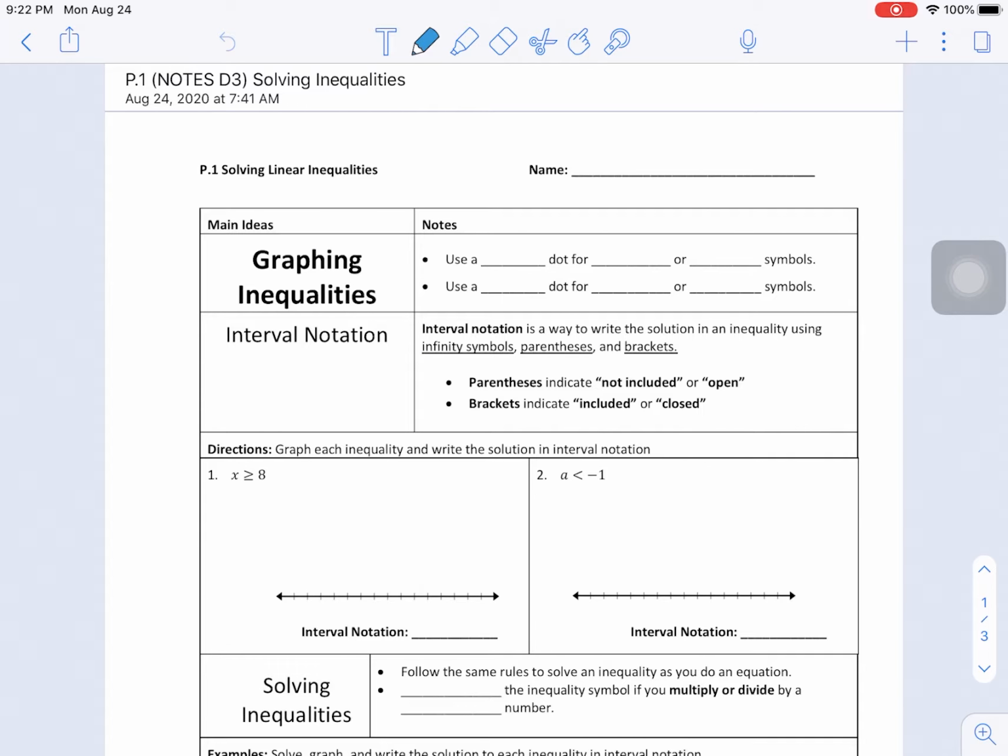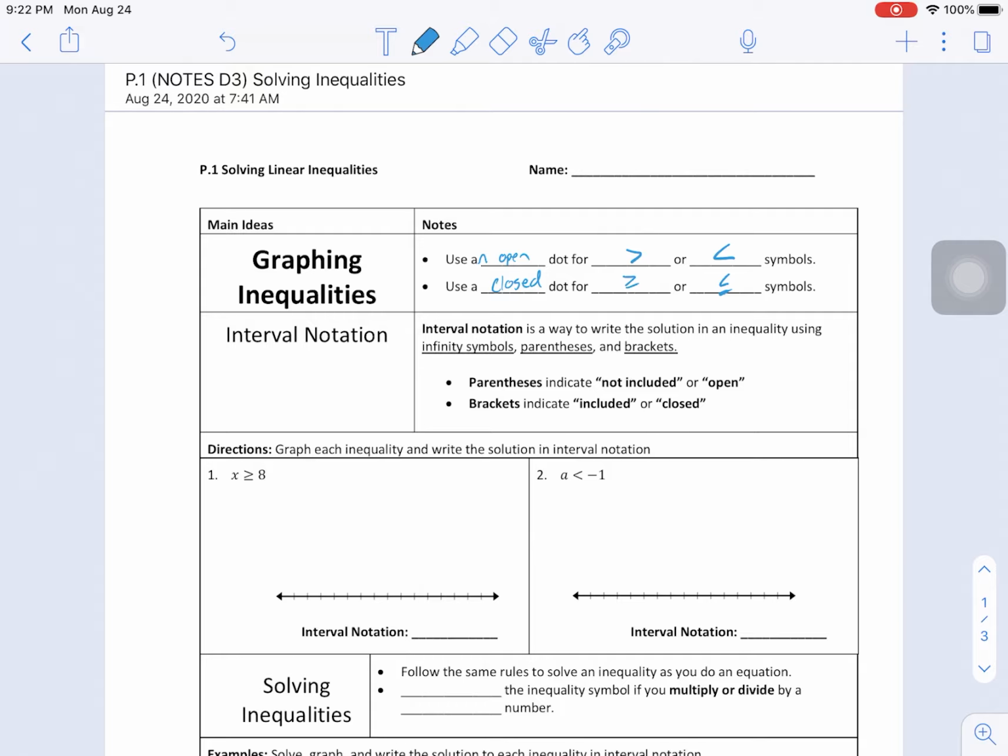Alright guys, so P1 day 3, we're going to be looking at solving inequalities. We have done this before, but we're going to introduce a new notation called interval notation. So, graphing inequalities. We use an open dot for greater than or less than, and then we use a closed dot for greater than or equal to, or less than or equal to.